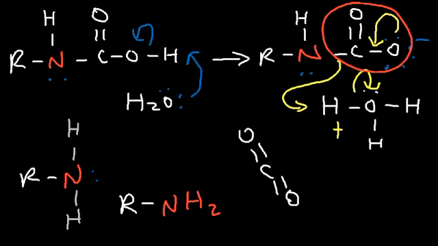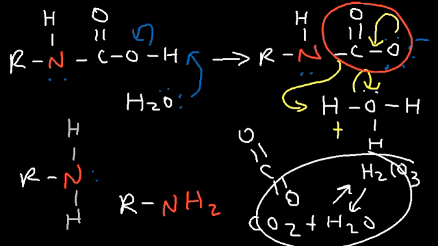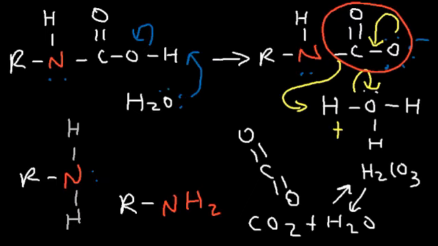Now we don't have hydroxide, so carbonate shouldn't form here. When you mix CO2 and water, however, you can get carbonic acid. So this process is reversible. But CO2 is a gas, and if the solution is open to the environment, it can just leave as a gas. But that is it for this video. So now you know the mechanism of the Hofmann rearrangement and the Curtius rearrangement reaction. Thanks for watching.